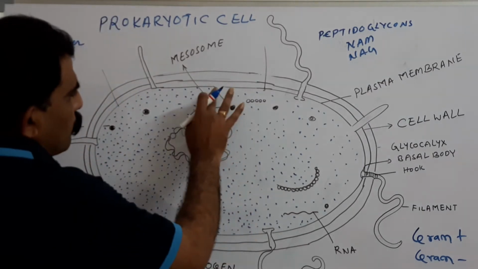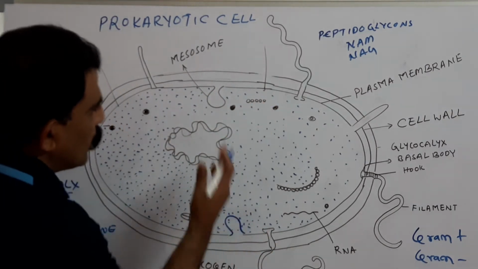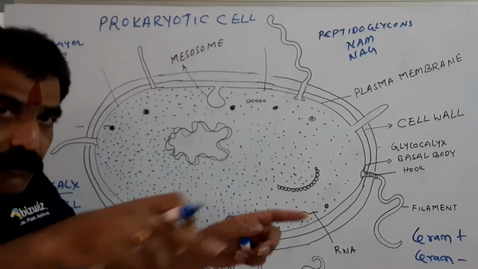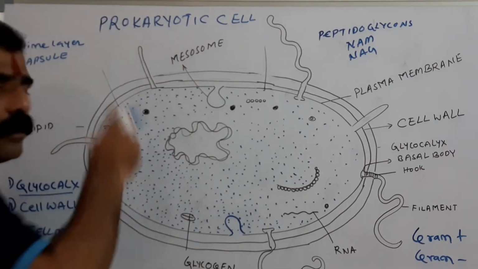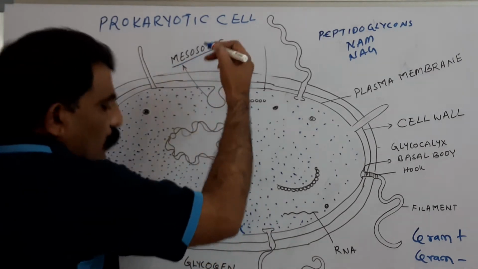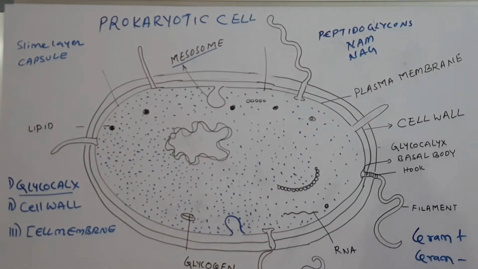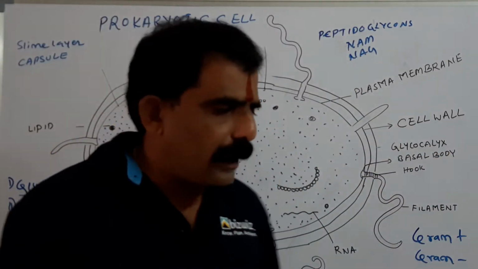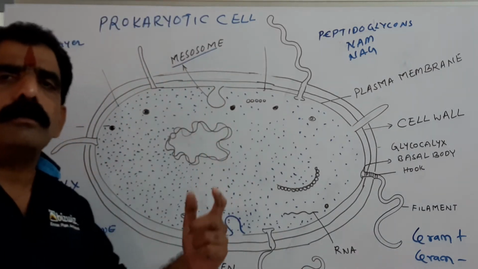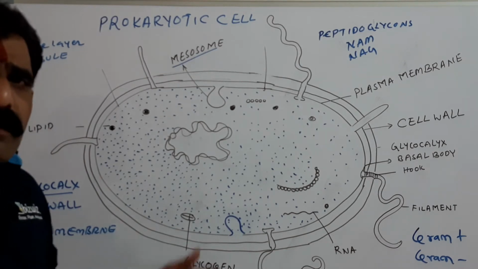Here you can see the plasma membrane, here and there, it forms invaginations into the cell. You can see here, an invagination, an infolding. Plasma membrane is infolded. These infoldings are called mesosomes. These are specific cell organelles which are present only in bacteria or the prokaryotic cell. We cannot see these anywhere else. Mesosomes are the infoldings of the plasma membrane into the cytoplasm. So what is the function of these mesosomes?